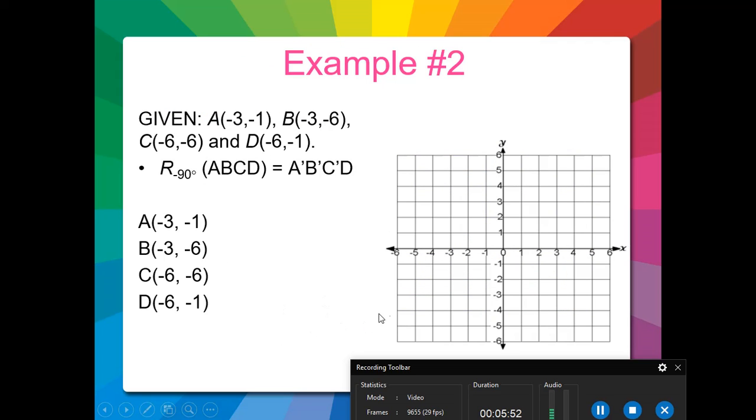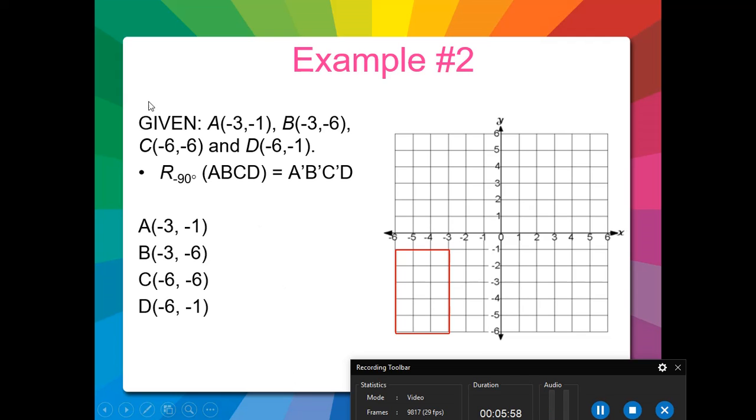So in example 2, we're going to go ahead and plot rectangle ABCD. This is the same as example 1. And now the instructions say negative 90 degrees, so I'm moving it to the right. So it should end up in quadrant 2. So if I follow the rule, it says y will slide forward, x will slide back and become negated.